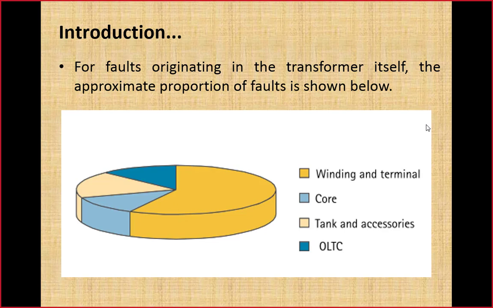OLTC stands for on load tap changer. All these faults have almost equal probability of occurrence. So the most frequent fault is winding and terminal faults. These four faults originate from the transformer. Fifth category is externally applied condition, and sixth category is some uncleared fault outside the transformer. Now we discuss all these faults one by one, just their nature, how these faults can occur. Their protection will be discussed in later slides.